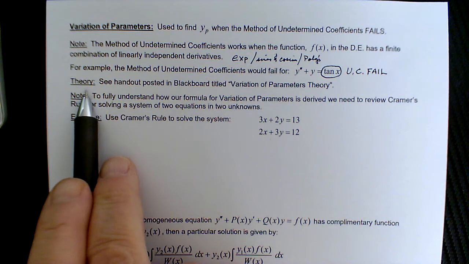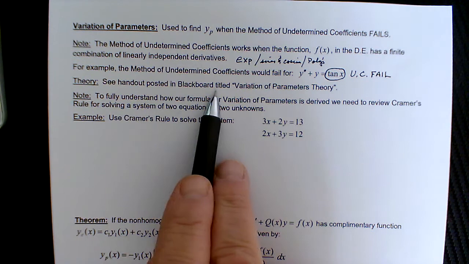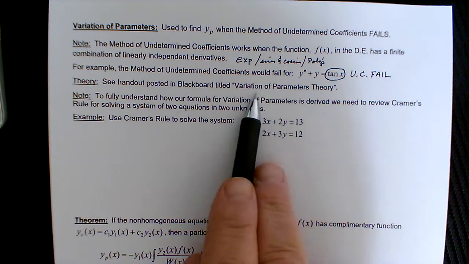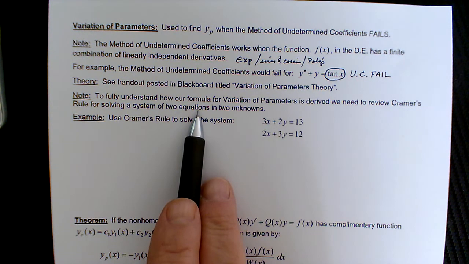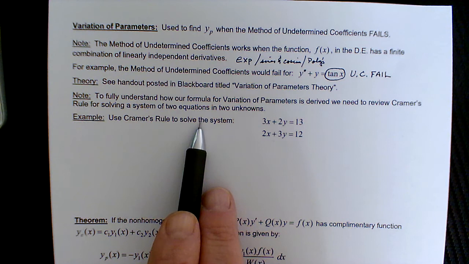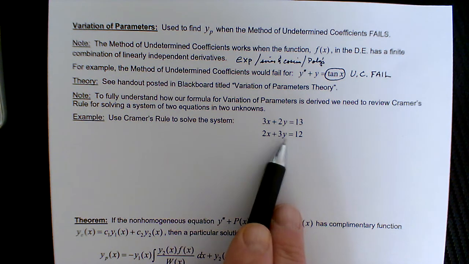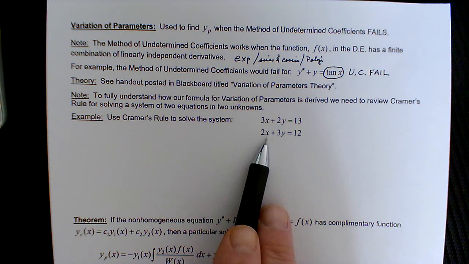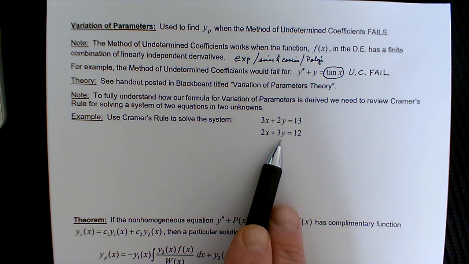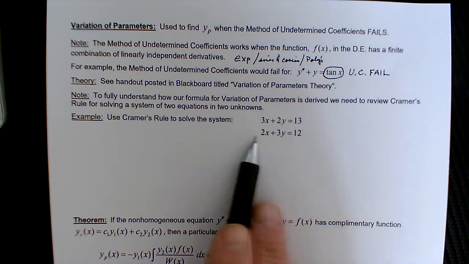So as I said earlier when we started this, see the handout posted, and we're going to develop the theorem for variation of parameters. You might want to print that and follow along and fill in all the details. But part of what we're going to do in the derivation of the formula is use Cramer's rule to solve a system of equations. Now, if you've never seen Cramer's rule before, it can be used to solve a system of two equations in two unknowns, as I have set up here.